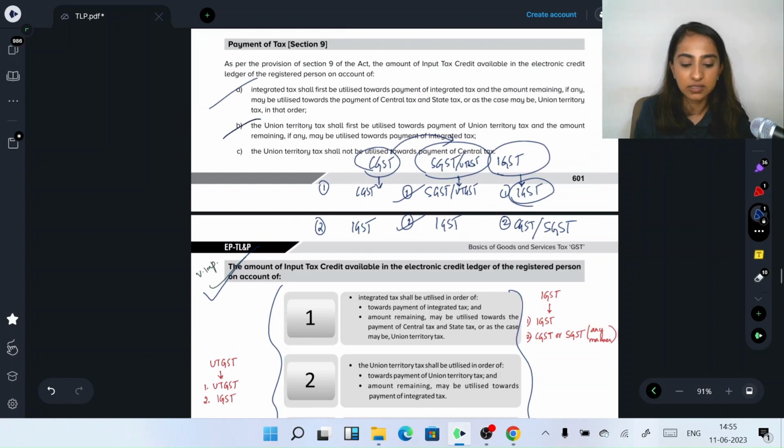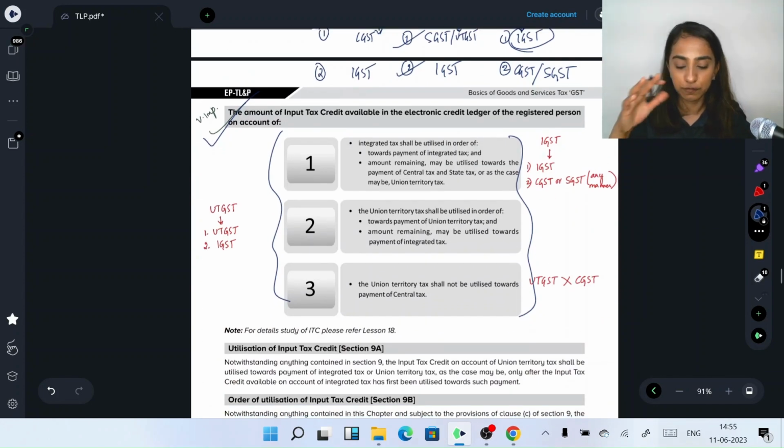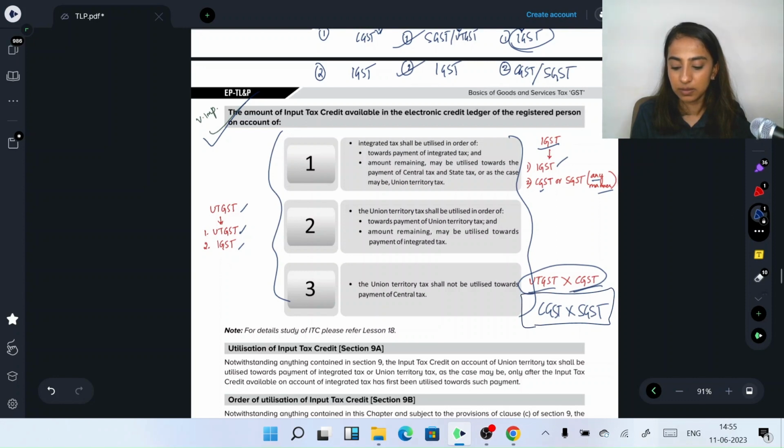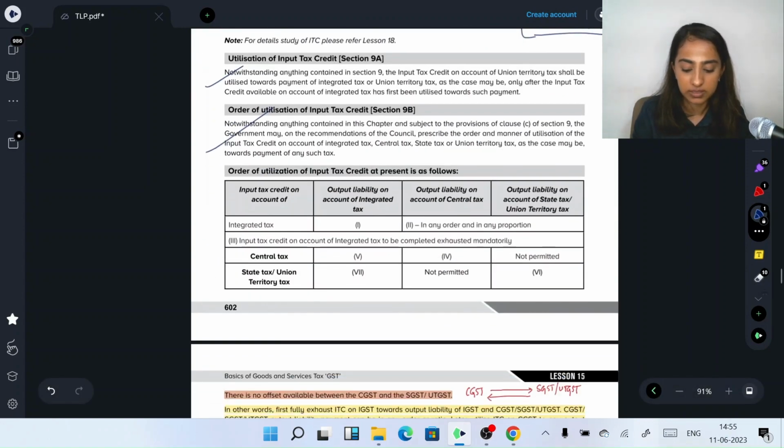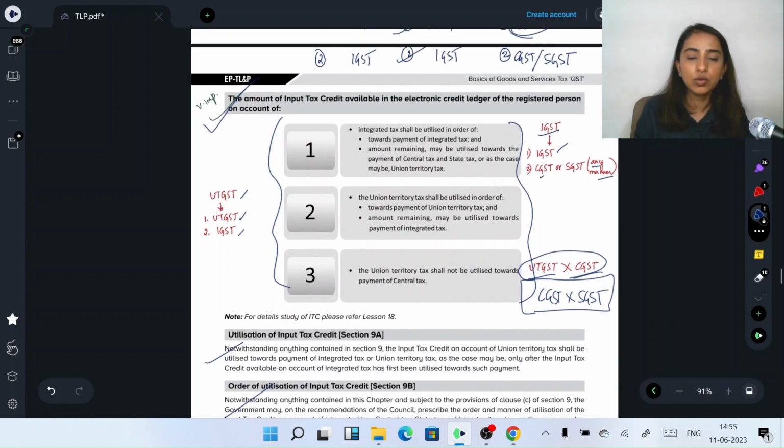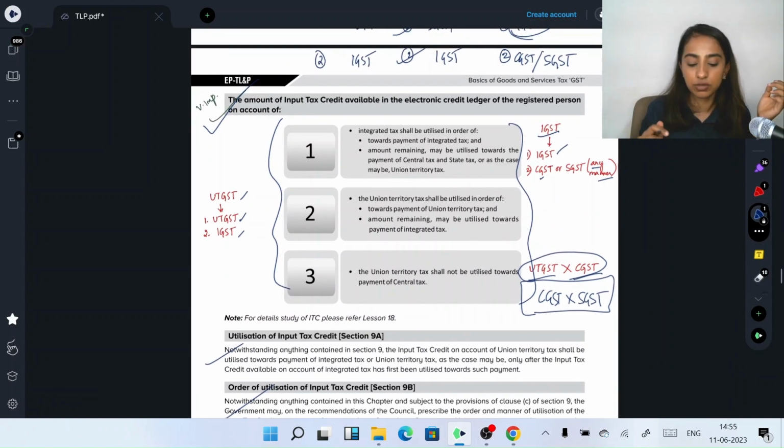If you just read text like this, it might be a little difficult to visualize. So here: IGST for IGST first, and then for CGST or SGST in any manner. UTGST, CGST and SGST cannot be utilized for one another. They're like enemies. C and S cannot go together. Here they're talking about the order of utilization. We saw who can be utilized for one another, and now the order of utilization is the same.